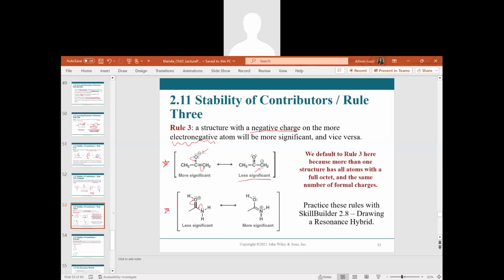In our second example down here, we see the reverse. We see a +1 charge on a more electronegative atom, right? So we mentioned the negative charge on the more electronegative atom is preferred. The positive charge will be on the less electronegative atom. So oxygen's more electronegative than nitrogen in this case, right? So that positive charge on the nitrogen would be our more significant structure.